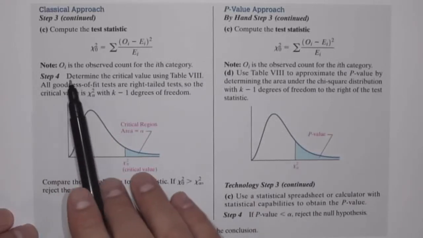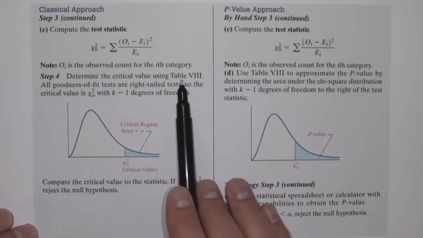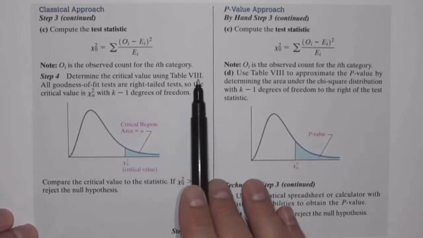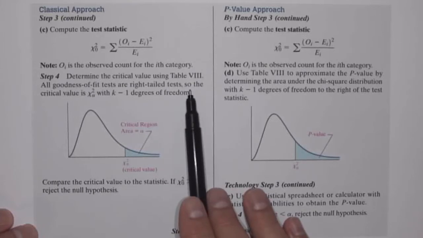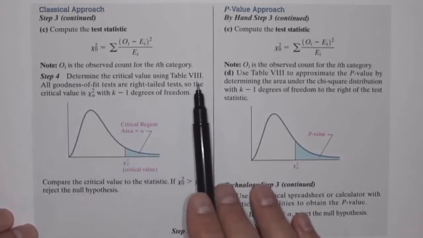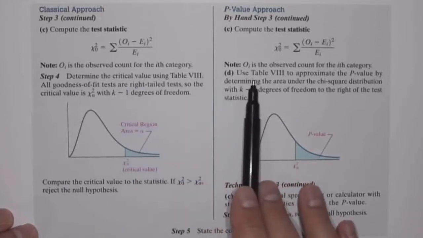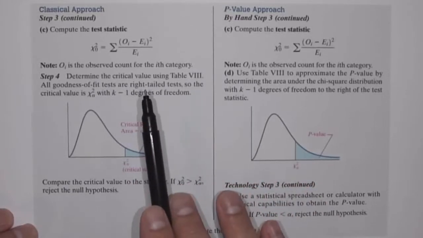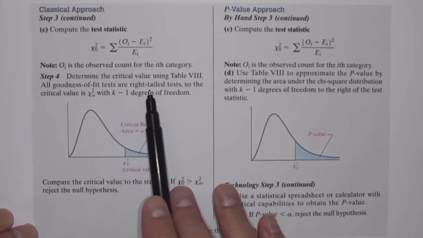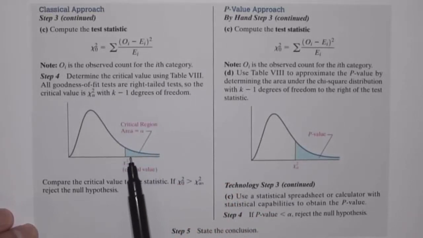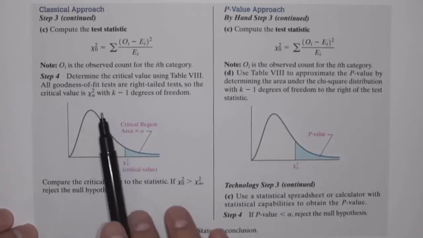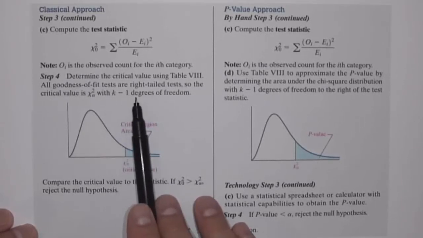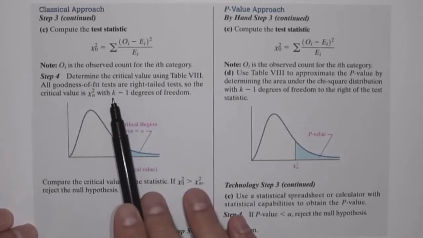Now, step 4. We're going to determine the critical value using either Table 8 or technology. And it's also going to depend on our level of significance. So we're going to find chi-square sub alpha. Now, one thing that's different about a chi-square test is that a chi-square test is always a right-tailed test. So alpha will always be the area in the right tail. So we're going to have the area in the right tail. We're going to figure out what that critical value is. And again, the chi-square distribution will have k minus 1 degrees of freedom, again, where k is the number of categories, not the sample size.